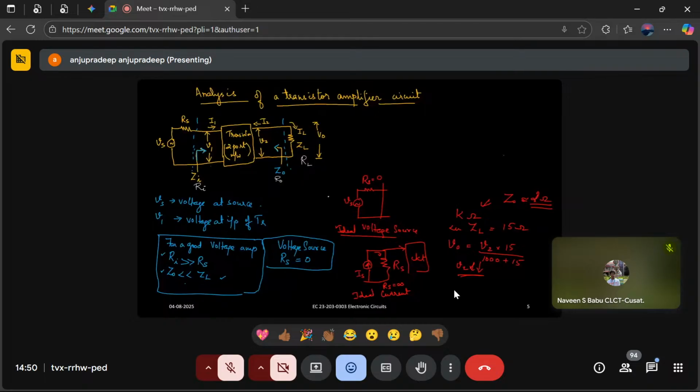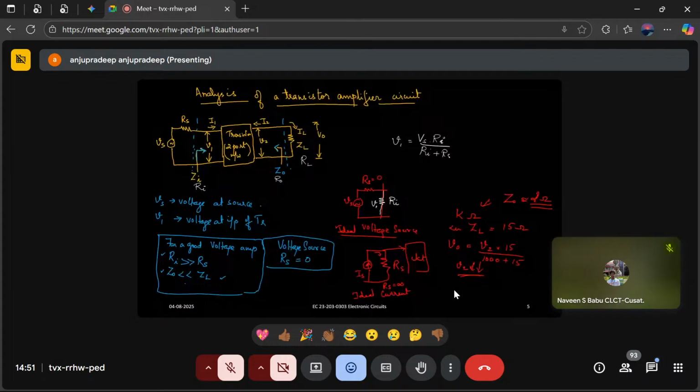Okay, if we connect like this, you have Vs, then Rs is there, and this is where we have Ri, the input of the transistor. So the voltage coming across that is called V1, or Vi. So what is V1? V1 is equal to Vs into Ri, the input impedance of the transistor, divided by Ri plus Rs.